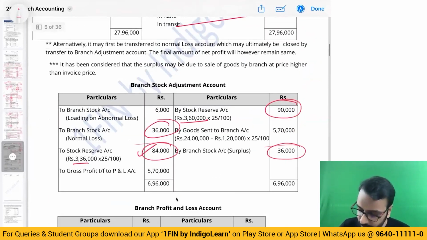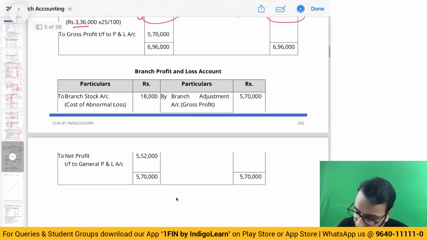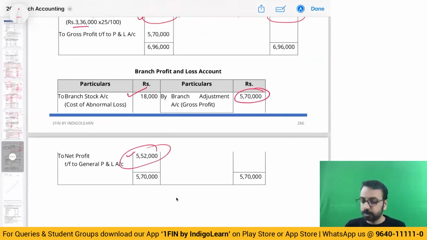Then normal loss. On abnormal loss, whatever is the profit element has been recorded here. The balance 24,000 will be recorded in the P&L. Coming to P&L account, from branch adjustment account, abnormal loss, net profit transfer to the general P&L.